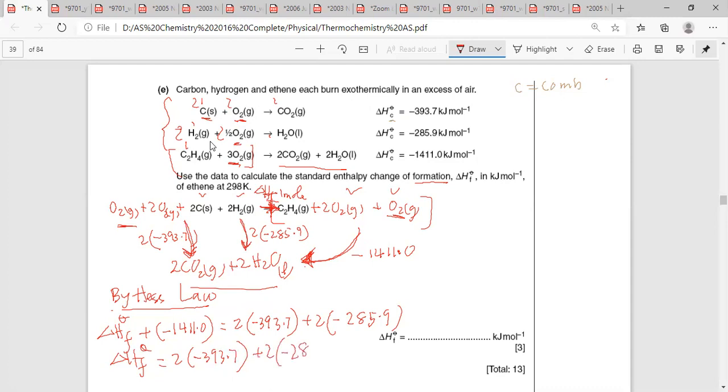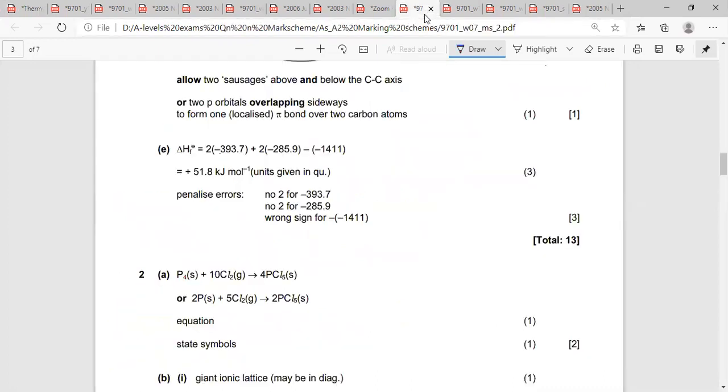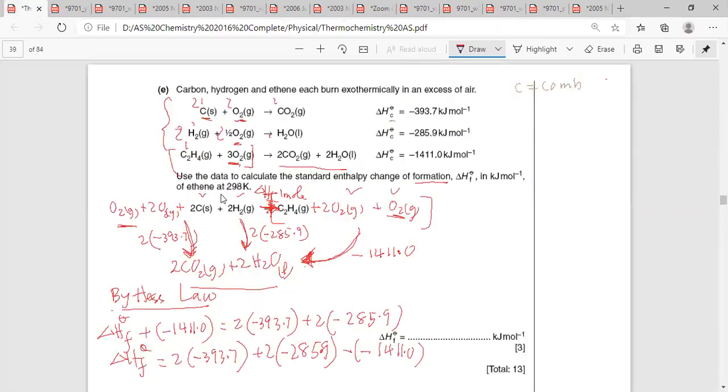Before you do any calculation, don't calculate first. Put all this down first, because the marks are given for all these things here. Then calculate here, 3 marks. Now look at the marking scheme. I think I have it down here. Okay, see that. Of course, the answer here is down here. See that, 2 times minus 393.6. Yes, 2, see that here. 2 times minus 285.9.